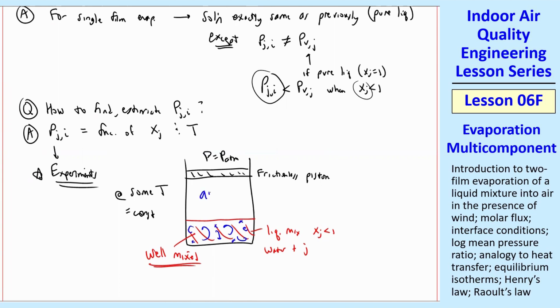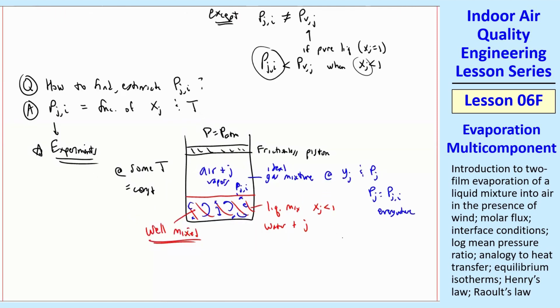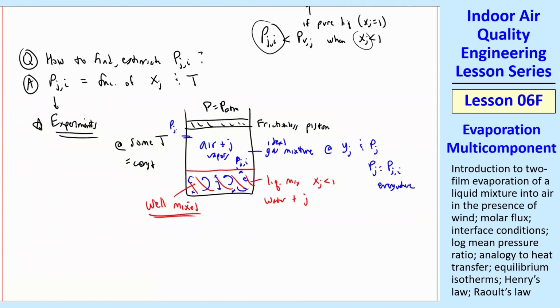And then up here we have air plus species J vapors. So this is a gas mixture, and we assume always ideal gas at Y_J and P_J. And P_J equals P_Ji everywhere here too, because this is also well mixed in the air. So P_Ji is the partial pressure at the interface. It's also the partial pressure everywhere. So all you have to do is measure P_J.